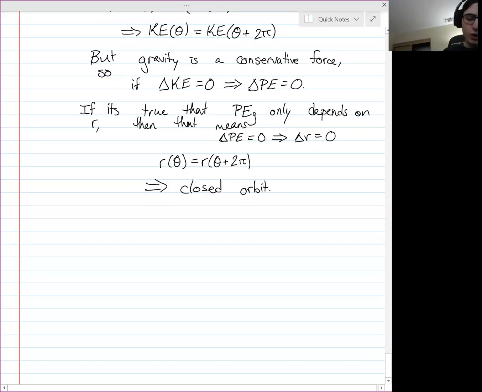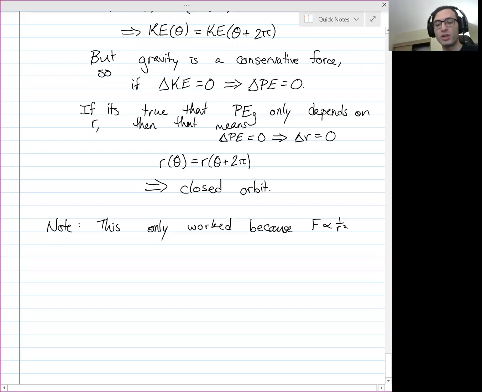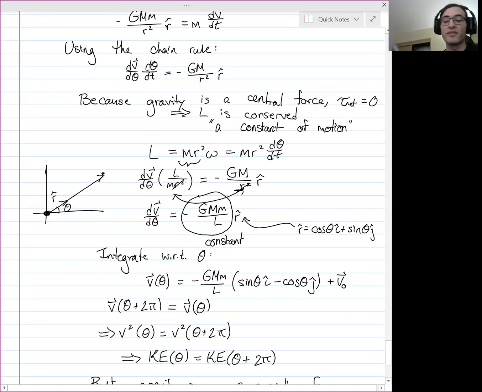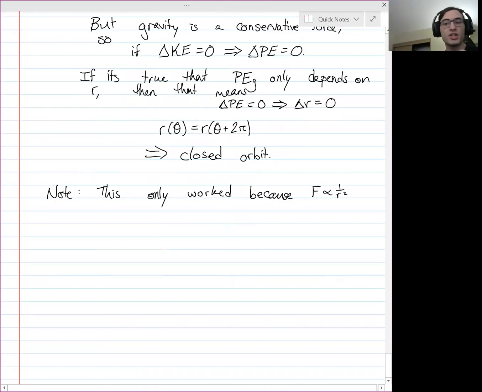By the way, just a quick note about this proof. This only worked because the force is proportional to 1 over r squared. If it was, say, proportional to 1 over r cubed, then our very first step where we canceled out these r's would not have happened, right? The r's would not have canceled out and none of this would have worked. So it actually relies on the fact that Newton's universal law of gravitation goes as 1 over r squared. That's very important.